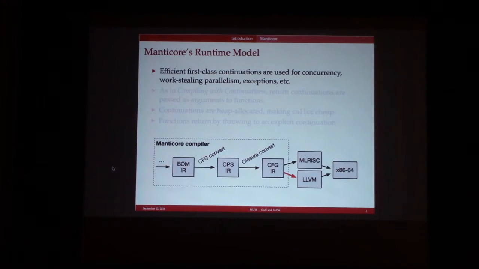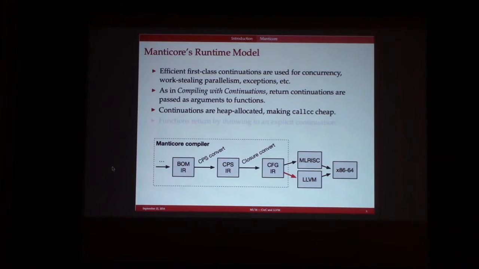Okay, so now Manticore's runtime model is quite different from C. We use first-class continuations for a ton of things. We use them for parallelism, we use them for exceptions, we even have software transactional memory implemented with first-class continuations, and we use CPS in our compiler, and thus we have continuations which are explicitly passed to functions, and we also heap allocate our continuations, which is something that's a little trickier to do in LLVM. Obviously, we never use LLVM's returns. We return by just throwing to another continuation, so our functions tail call and they never return.